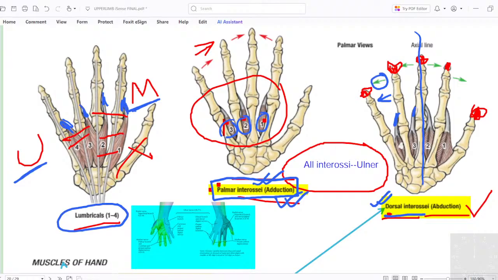So we said we have four lumbricals supplied by the median and ulnar nerve. We have palmar interossei, three in number, but dorsal interossei, four in number. Palmar interossei cause adduction, dorsal interossei cause abduction.